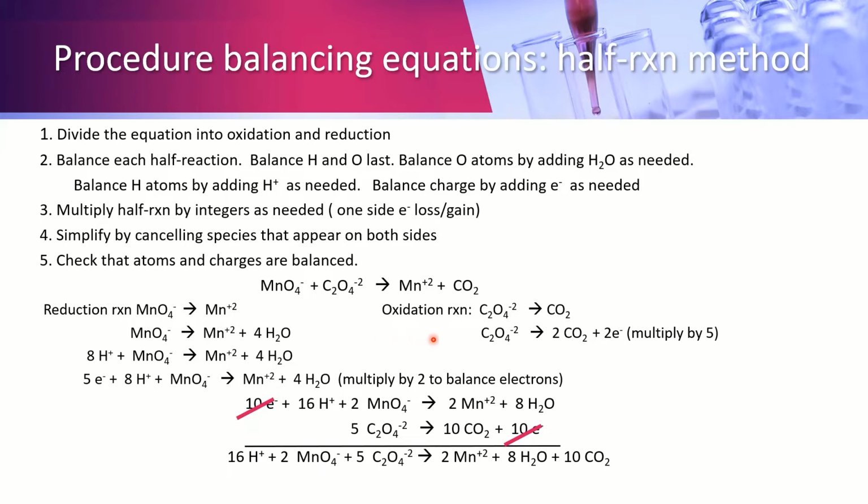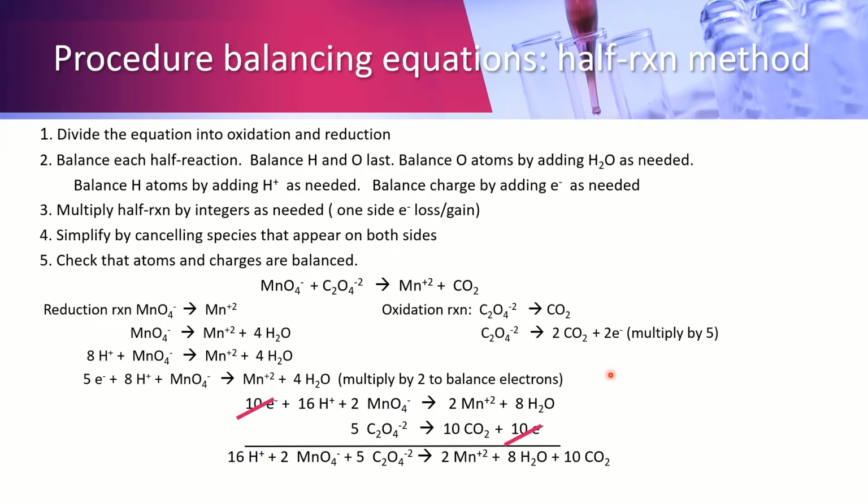Now we go to the oxidation reaction. Oxalate ion to produce CO2. If you notice, there are 2 carbon here and 1 here. So you add coefficient 2 before CO2. Now the number of carbon and oxygen is already balanced, but not the charges. This is -2. So to balance the charges, you add 2 electrons at the right. Now it is already balanced.